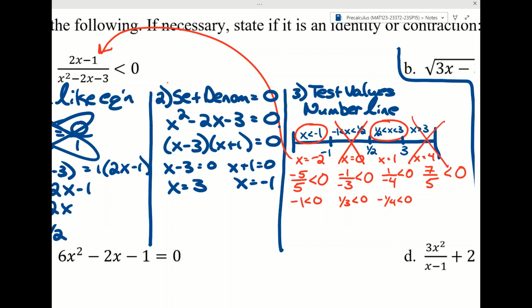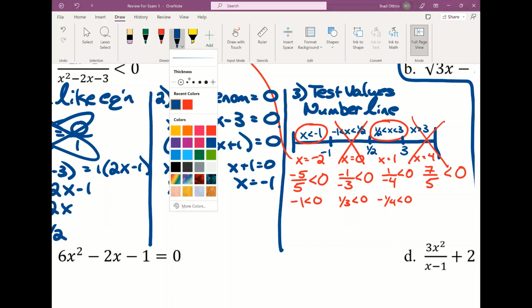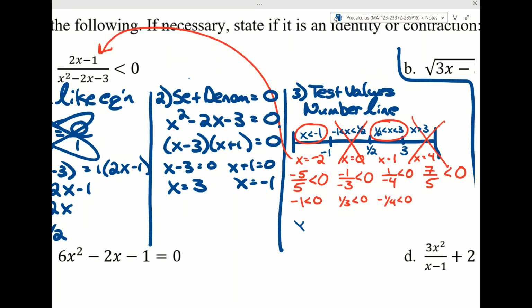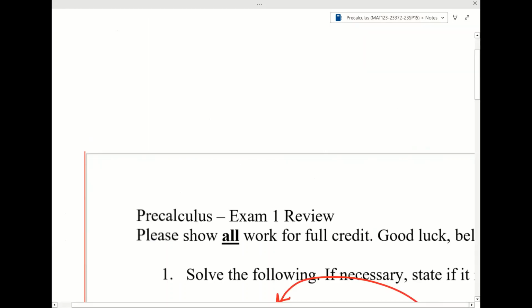Right now, we're looking at an answer of x is less than -1 and x is between 1/2 and 3. The last step that you have to do is you have to actually plug in the boundary numbers.